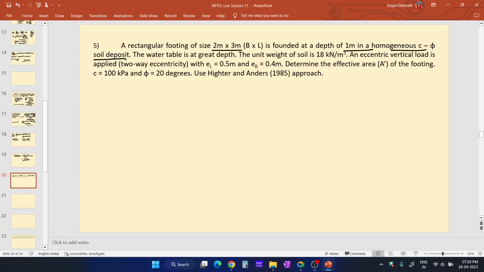Okay, determine the effective area of the footing. C is equal to 100 kPa, phi is equal to 20 degrees. Use Meyerhof's approach.